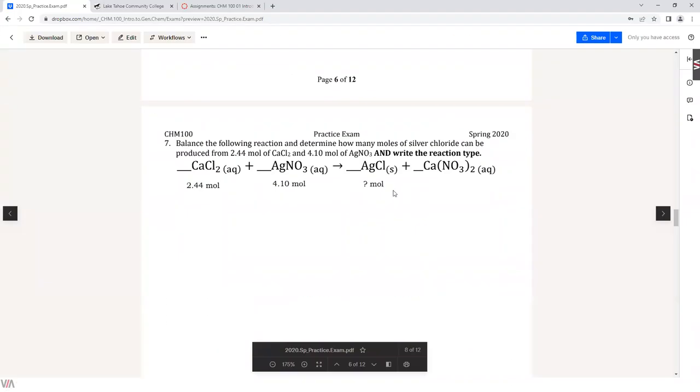And again, on the test, that's going to be written in this format. So I'm asking you the theoretical yield in moles of silver chloride. Doesn't matter how much calcium nitrate we make. That's not what the question's asking. You could calculate it, but you don't need to.